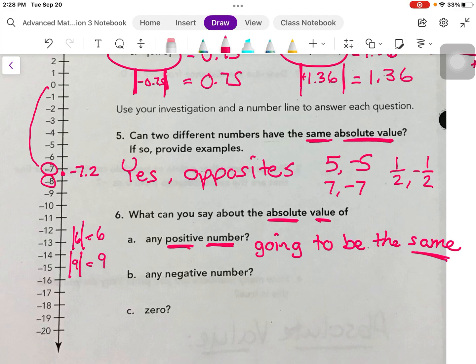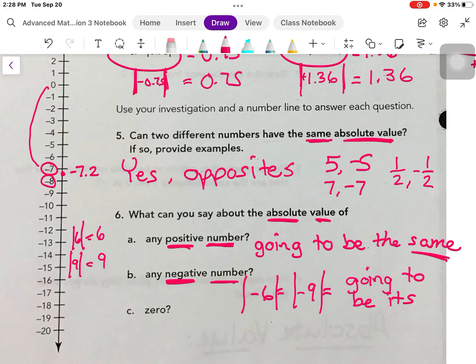On the other hand, what do you know about the absolute value of a negative number? Well, if it's a negative 6 or a -9, I know the absolute value is always going to be, hopefully you got it, its opposite. It's always going to be its opposite, or positive number.